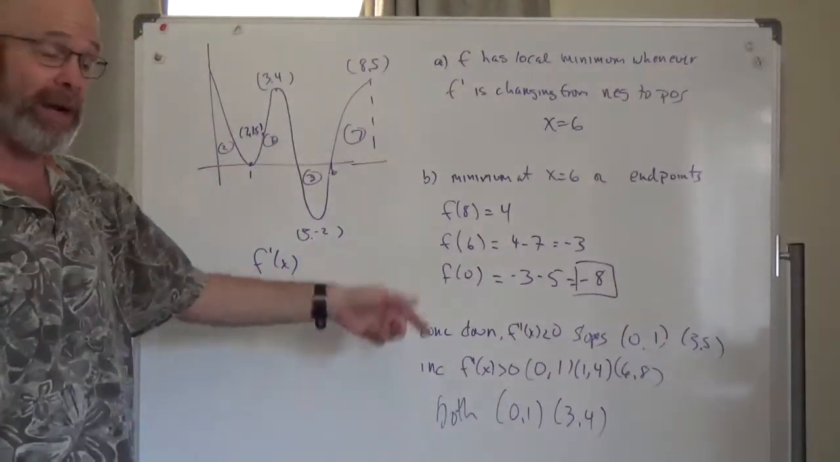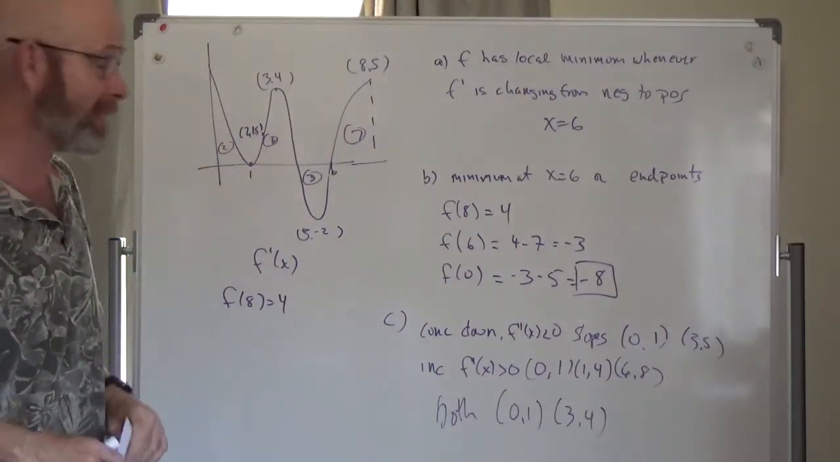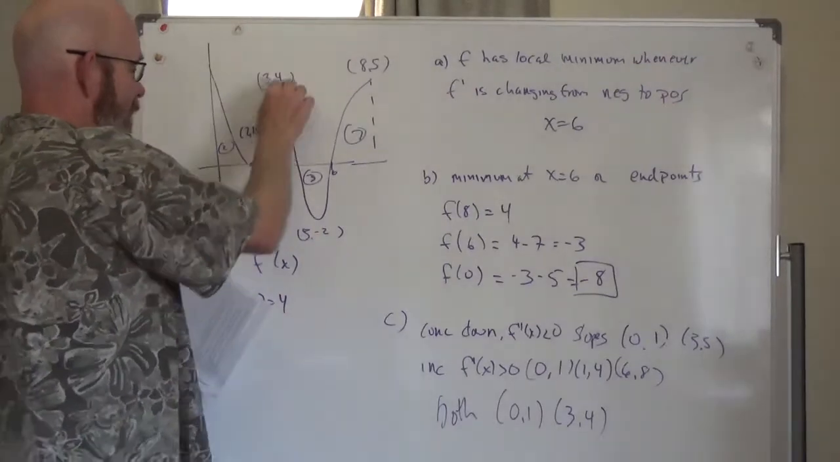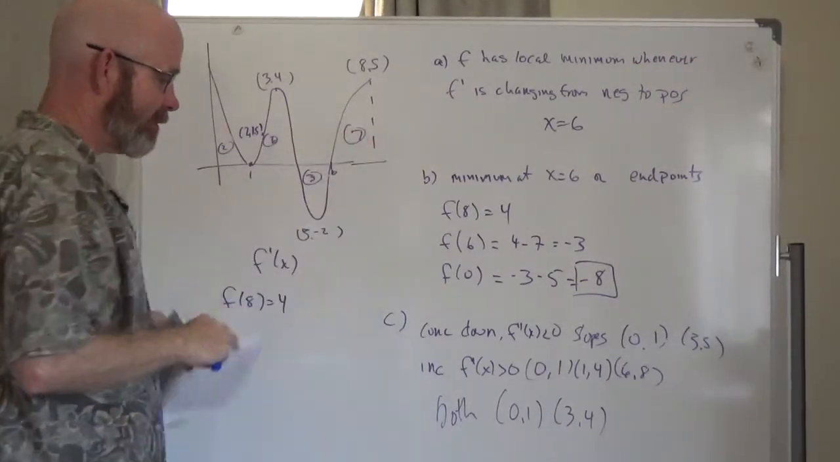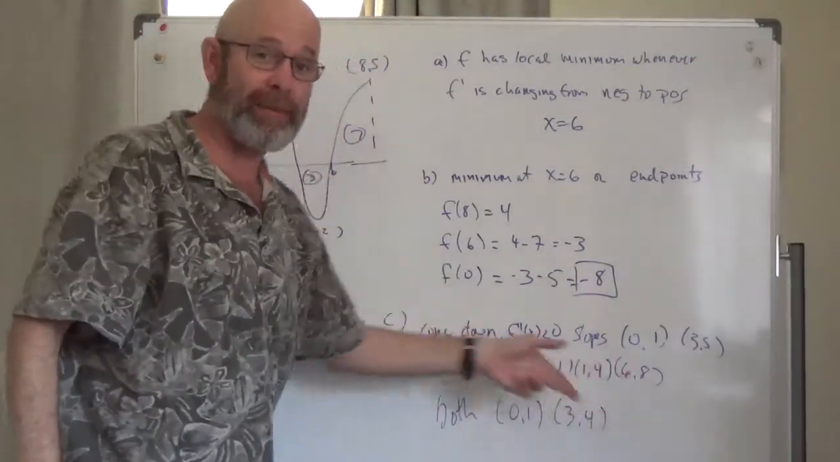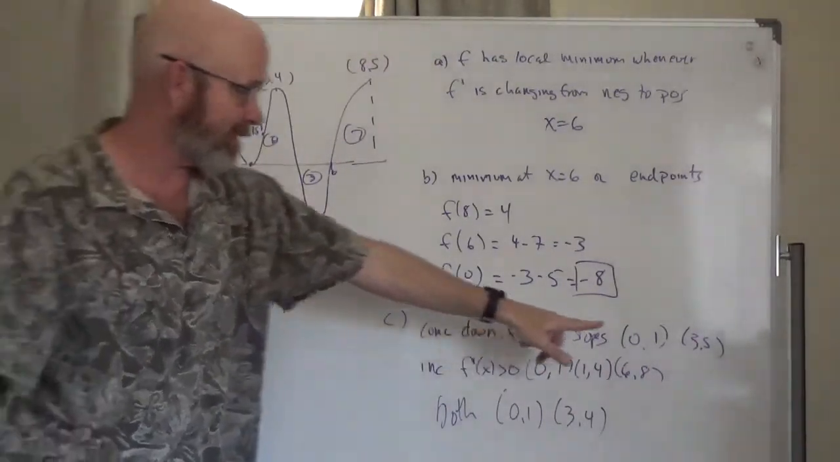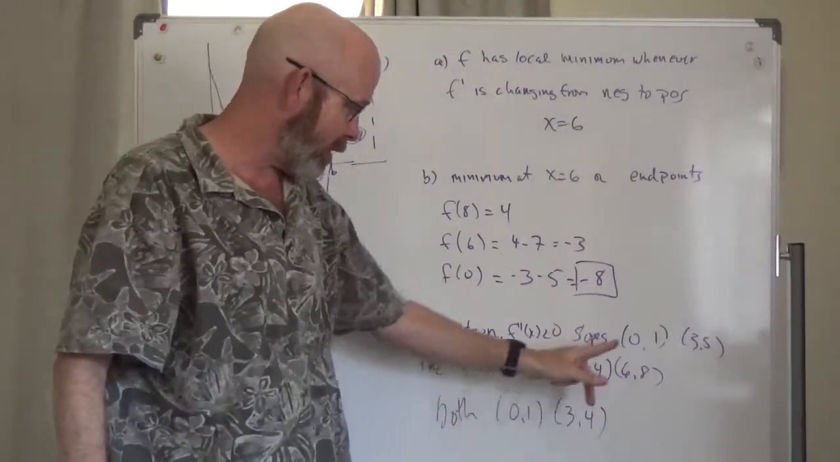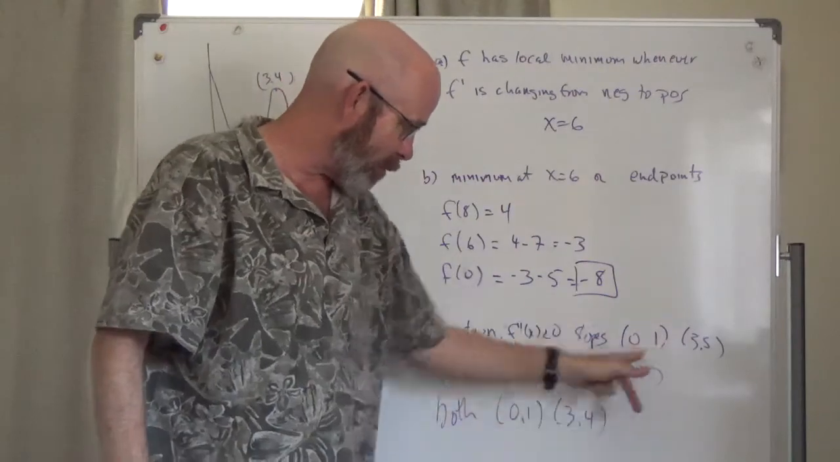It's increasing whenever the derivative, which is this, is positive, positive, positive, positive, negative, positive. So 0 to 1, 1 to 4, 6 to 8, but not at 1, so be careful with that. It's not going to matter because of this. So it's both from 0 to 1 and then from 3 to 4, combining those two.